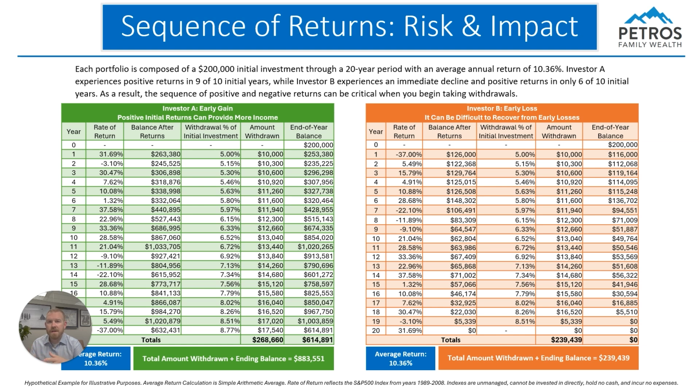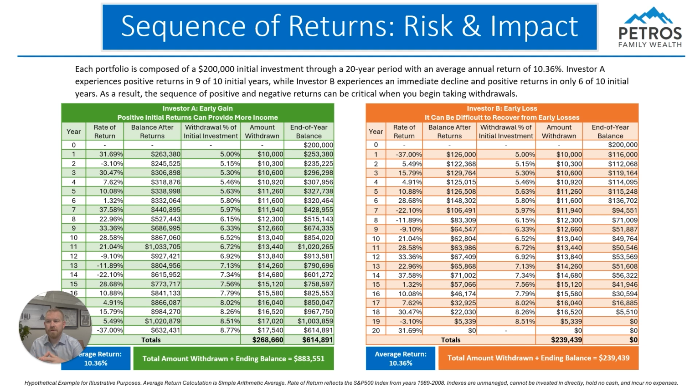So that investor had a great start to the year. Second year, down. Third year, great. And you can see that the amount withdrawn was slowly increased as far as a percentage, but they withdrew about $268,000, and then at the end of that 20-year period, they still had $614,000 and change left.